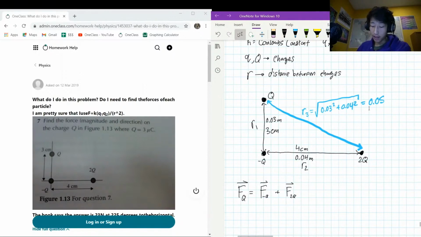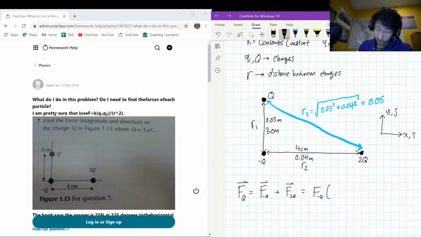Given this, we need to give some directions to our quantities. When we have the magnitude of F negative Q, without the arrow on top, that just means the magnitude that we're interested in. Let's have our y be this way and our x be this way. X is associated with the unit vector i hat, y with j hat. So the direction of negative Q is just going to be in the j direction.